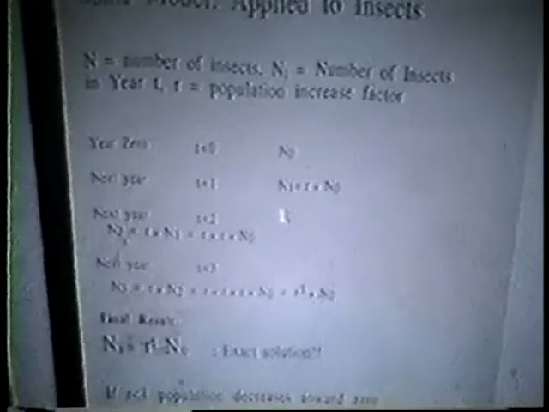That is, in year 0, I might start out with N sub naught insects. In year 1, I might then have, according to the notion that there's an increase by a factor R in each year, N1, which is R times N naught insects. N naught might be 1,000 insects. The population increase factor R might be 1.08, and that might be 1,080 insects.